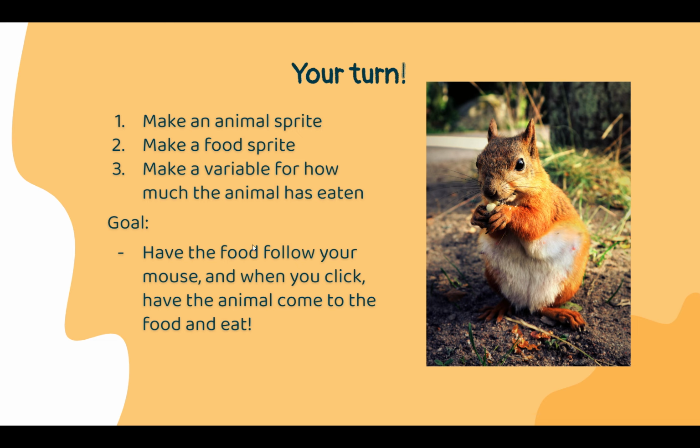And the end goal of this project is we want the food to be following your mouse. So wherever it goes, the food goes. And when you click, the animal, wherever it is, is going to come to the food or your mouse and eat the food. And we're going to increase the variable by 1 because it's eaten a piece of food. So you can pause and work on these 3 steps, and then we'll come back to the example.